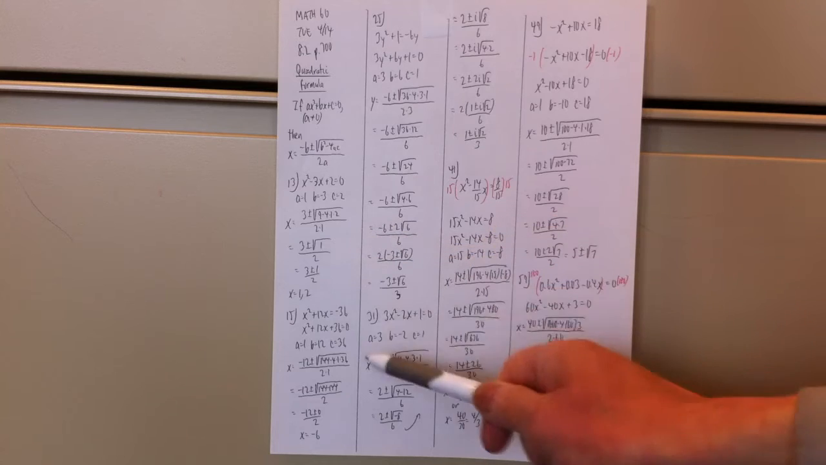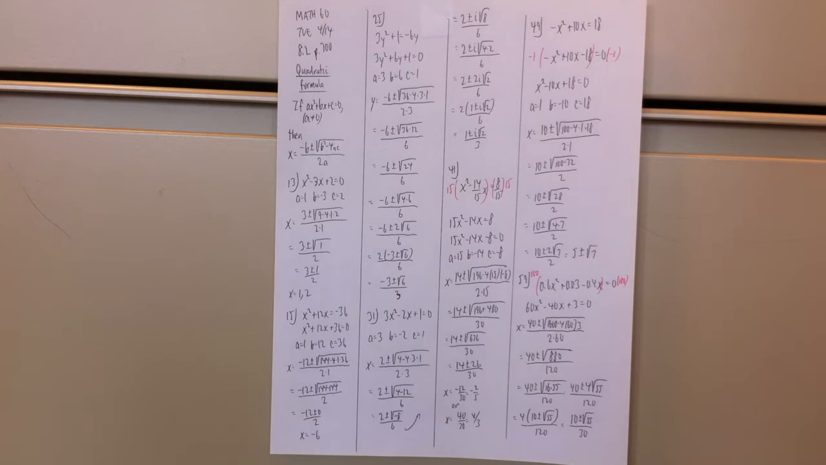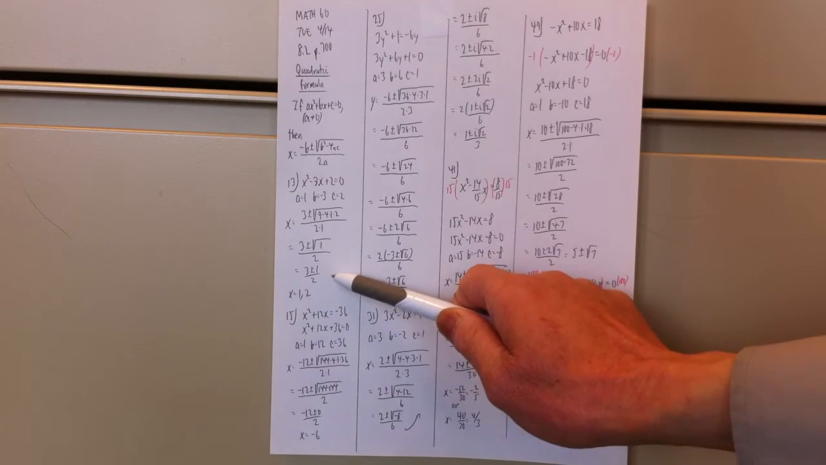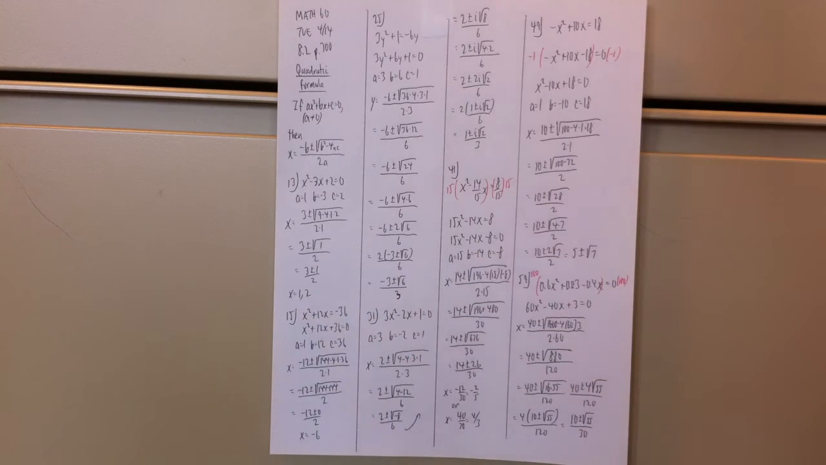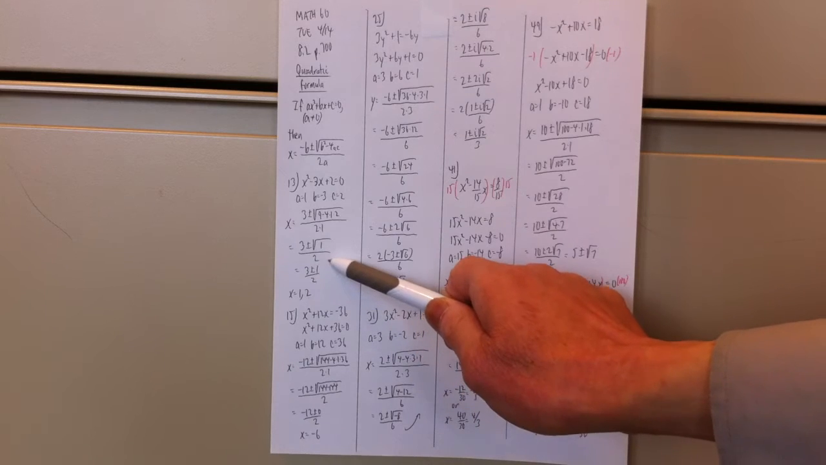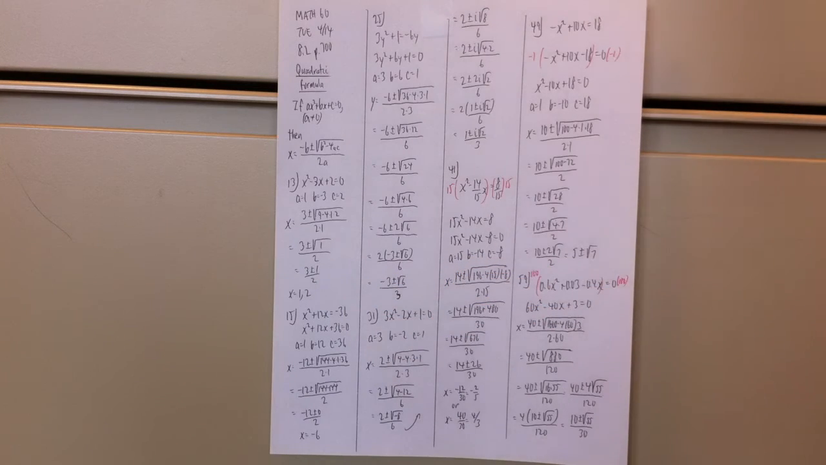The square root of 1 is just 1. So 3 plus or minus 1 over 2. And we can work them both out. So 3 minus 1 is 2, and 2 divided by 2 is 1. So one solution is 1. And then 3 plus 1 is 4. 4 divided by 2 is 2. So my two solutions to this equation are 1 and 2.